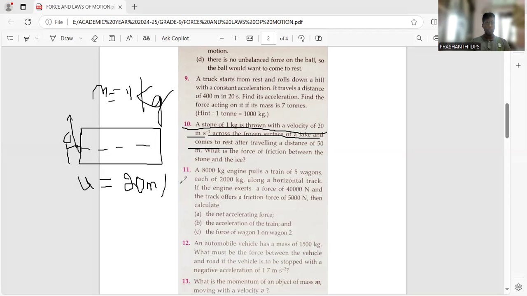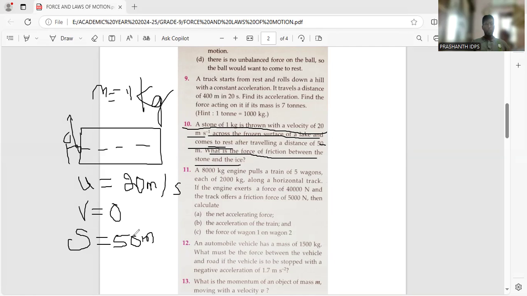Next, it is very clearly mentioned that it comes to rest. So when it comes to rest, final velocity will become zero. V value is zero after traveling a distance of 50 meters. And not only that, it traveled a distance, and the distance traveled is 50 meters. S is equal to 50 meters. And he's asking us to find the force of friction between the stone and the ice. So when the stone is thrown, friction acts between the surface of the stone and the surface of the lake. So now he's asking to find the frictional force, F is equal to question mark.